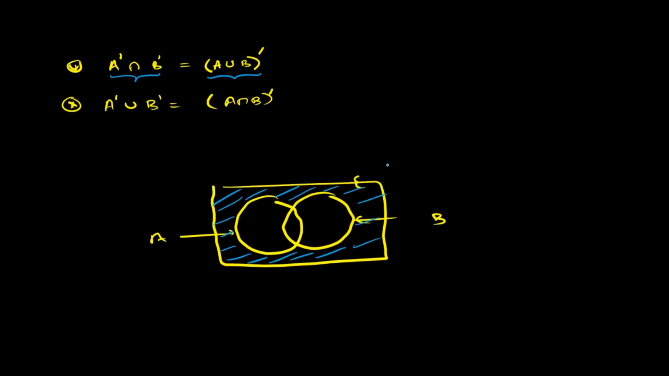You can get the same answer without knowing this also, but at that time you have to highlight the region which belongs to A complement and the region which belongs to B complement and take the intersection of them. That way is also possible, you can simplify that way too. But if you can remember this result, then you can easily do that.